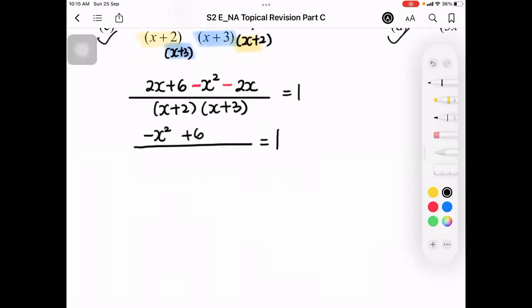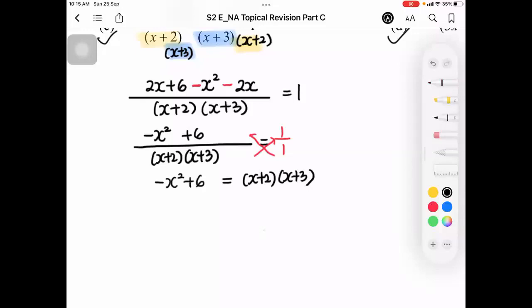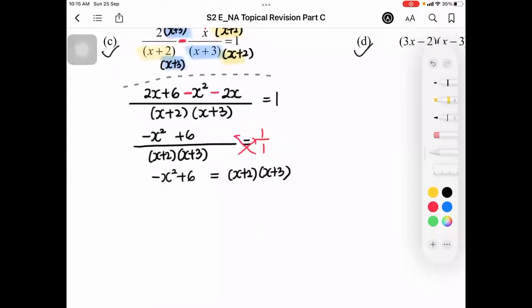All right, then this part is x plus 2, x plus 3 equals to 1. What we do, we change this into 1 divided by 1. Why is that so? So that I can cross multiply my equation. My equal sign stays in the center. I cross over to here. This side is x plus 2, x plus 3. Then this side is just negative x squared plus 6, because it's 1, no change.